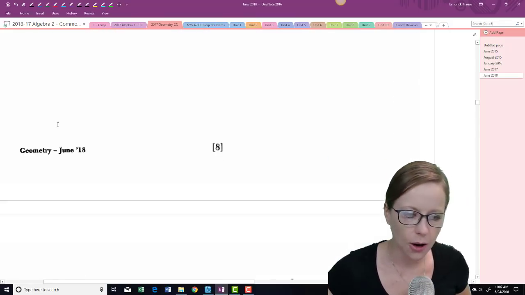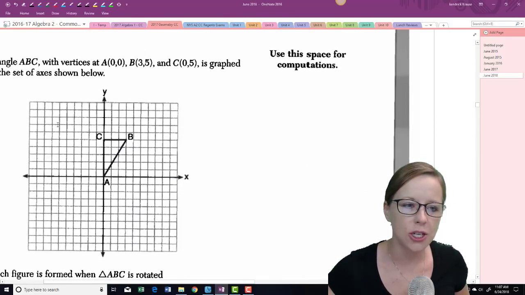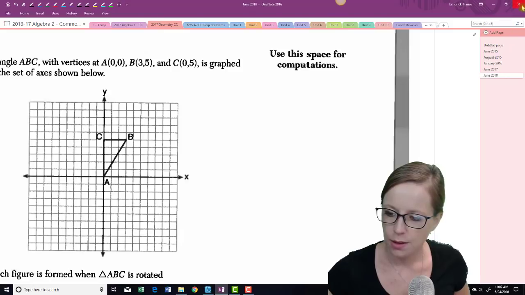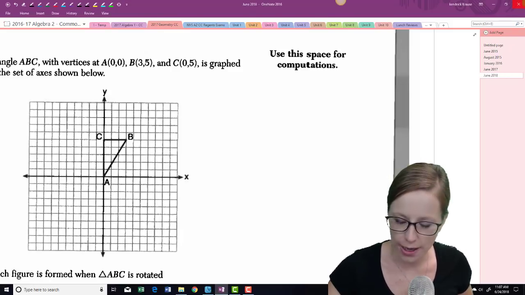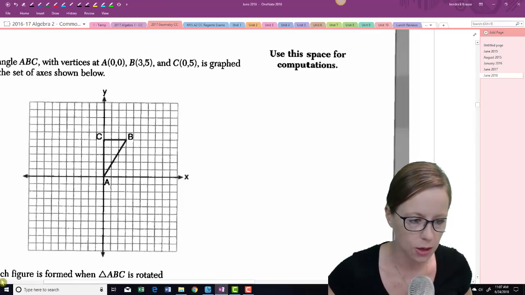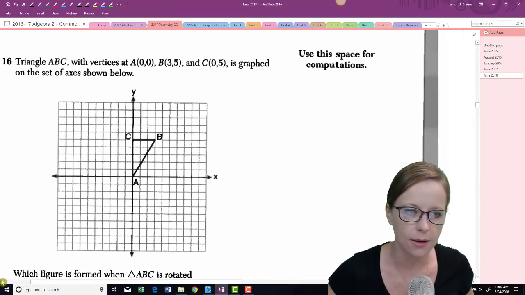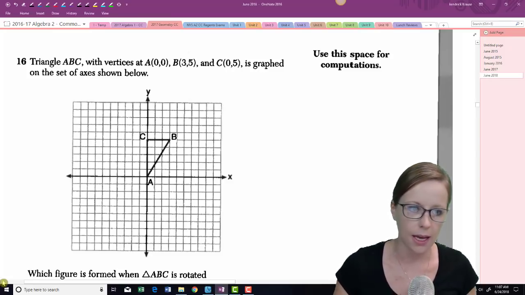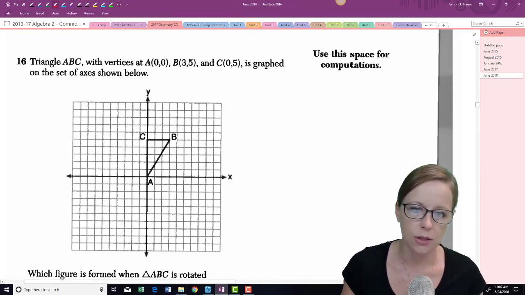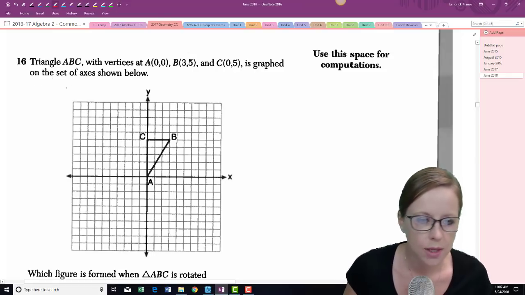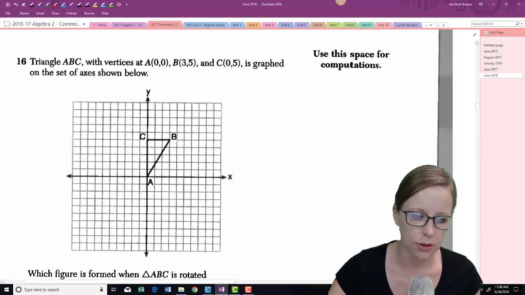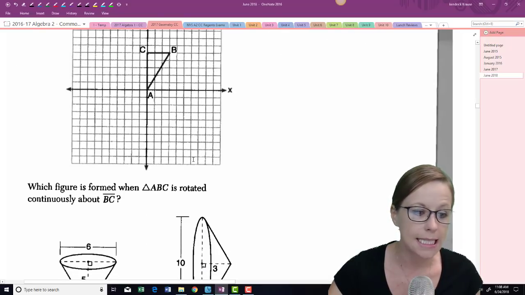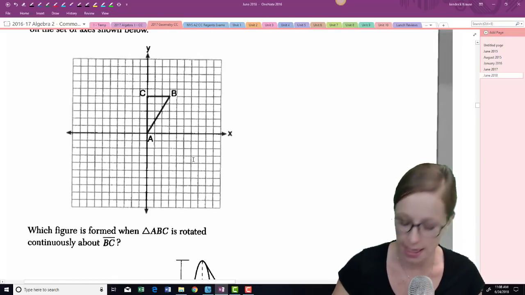All right, now number 16. Oh, number 16. If you weren't paying attention, you did what I did at first. Here's the thing. Read the dang question, okay? Read the dang question. Don't think you know what's going on and pick an answer. Read the dang question and draw it. Okay, so triangle ABC has these vertices. Nobody cares yet. All right, which figure is formed when triangle ABC is rotated, wait for it, continuously around BC?